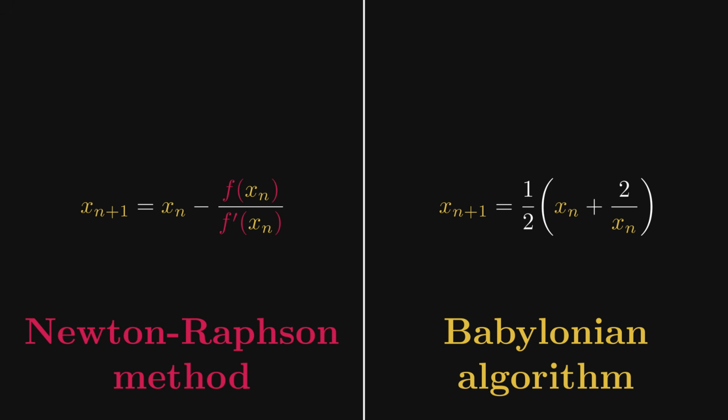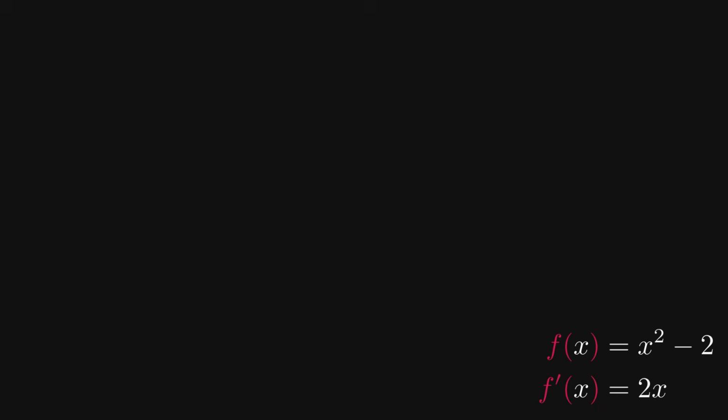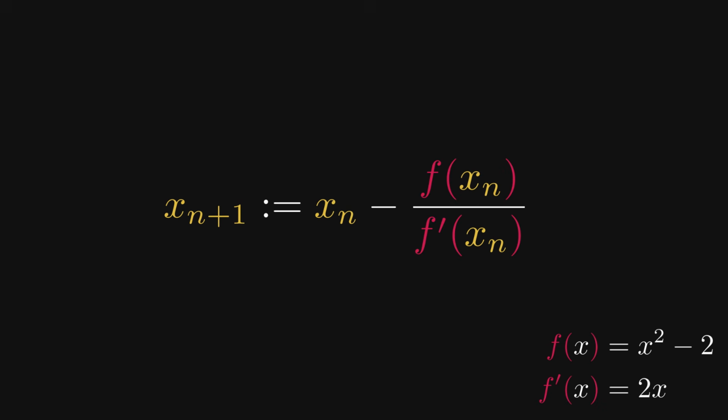Which one is better? First, let's revisit the Newton-Raphson method and find an explicit expression for approximating the square root of 2. Our function, whose root we want to find, is given by f(x) = x^2 - 2, while its derivative is given by f'(x) = 2x. The recursive sequence is defined by x_{n+1} = x_n - f(x_n)/f'(x_n). After unwrapping f and f', we obtain a fraction.